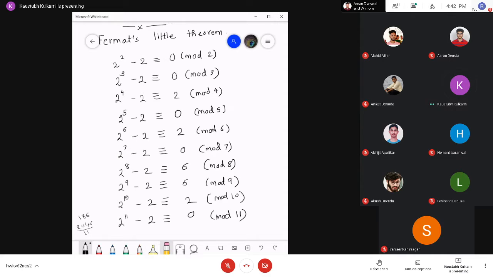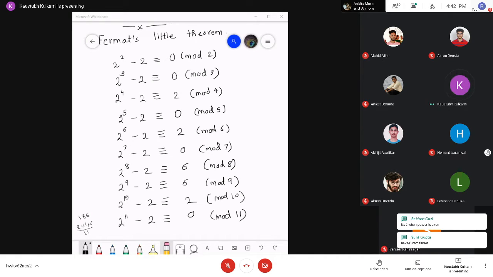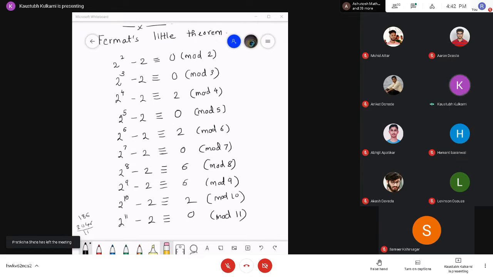What is your observation in this entire calculation? Odd values. What happens at odd values? It's 2 when power is even. We have 0 remainder. Yes, Hemant, are you saying something? I cannot hear you. So prime powers are giving remainder 0. Yes, correct. Aditya has also said that. So whenever the power is prime, the remainder is 0.